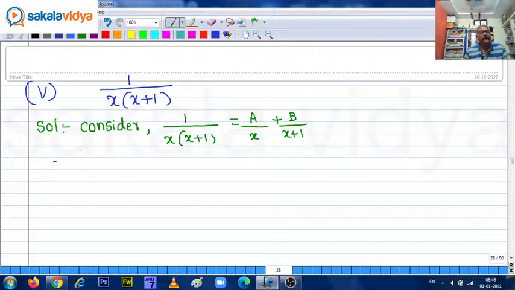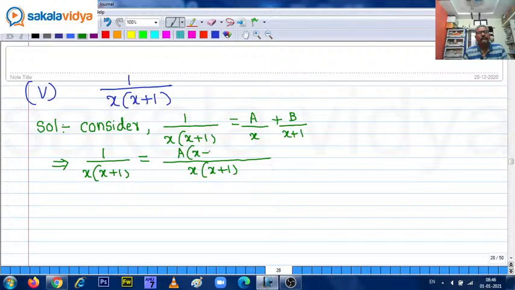Okay. Next, that implies we get 1 upon x times x plus 1 equal to, here the LCM is x times x plus 1. So x cancels, a times x plus 1 plus b times x. So x into x plus 1 cancels on both sides. We have a times x plus 1 plus bx equals 1.